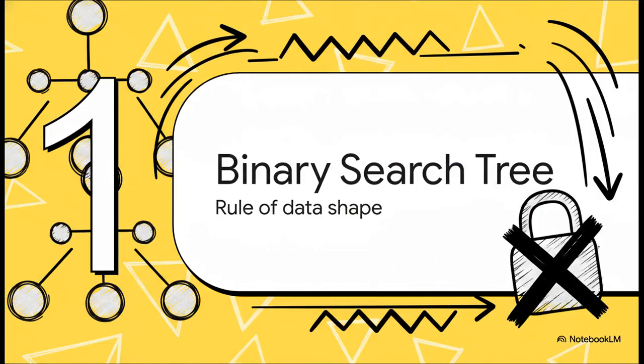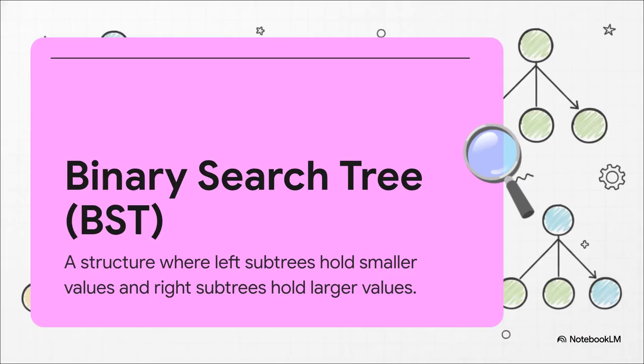The binary search tree. The fundamental rule of data shape. To truly get a handle on this incredibly powerful data structure, you really don't need to memorize complex code right out of the gate. You just need to grasp one absolute unbreakable rule. A binary search tree, or BST for short, is a tree-based data structure where each node stores exactly one value. And here is the golden rule. For every single node, any smaller values absolutely must go to its left subtree, and any larger values must go to its right subtree. I literally cannot emphasize this enough.